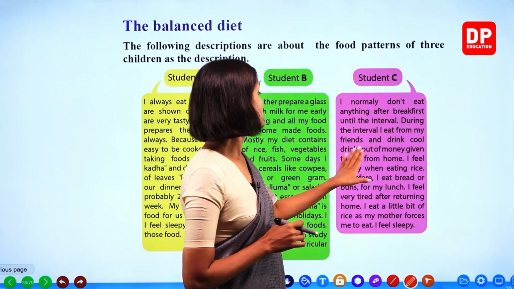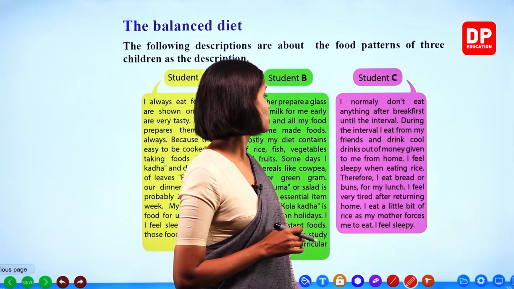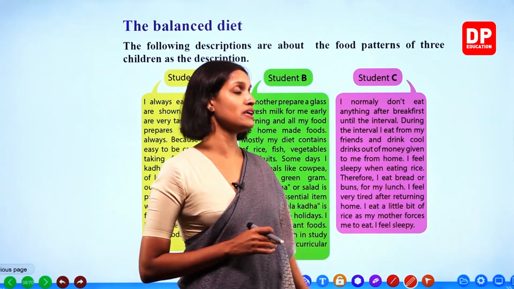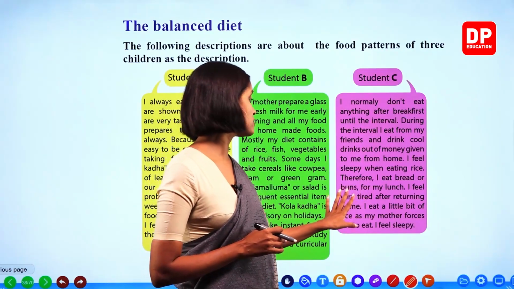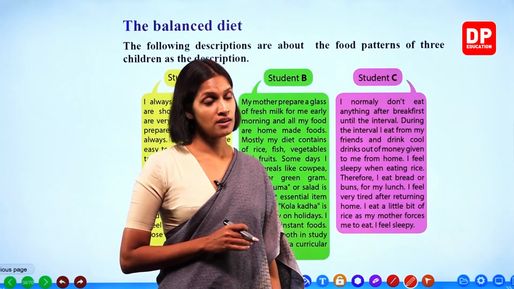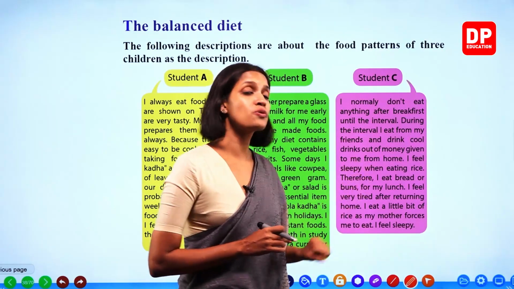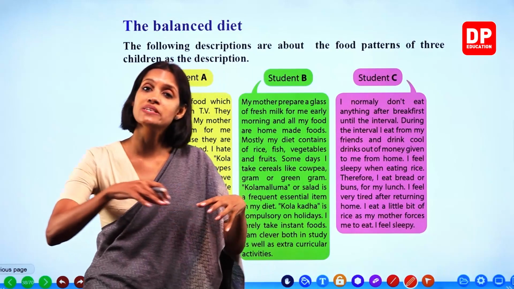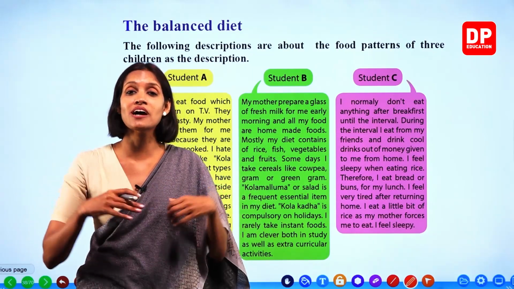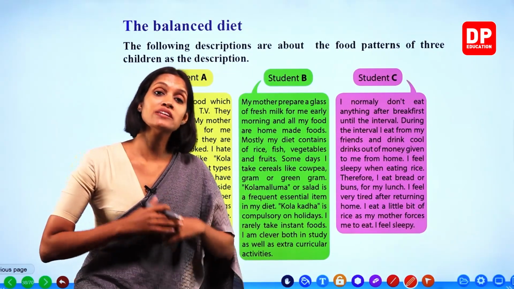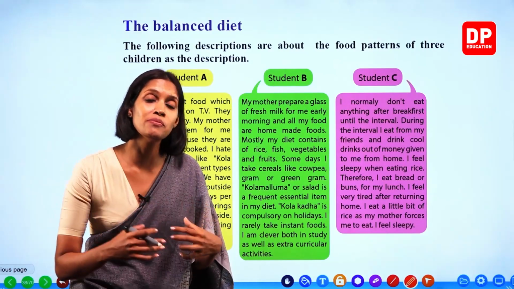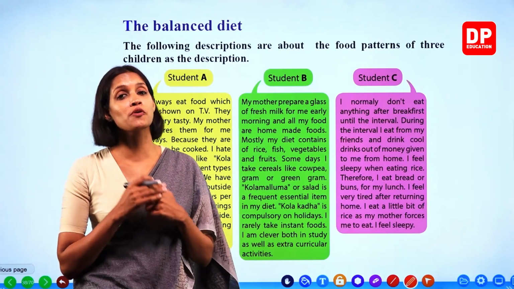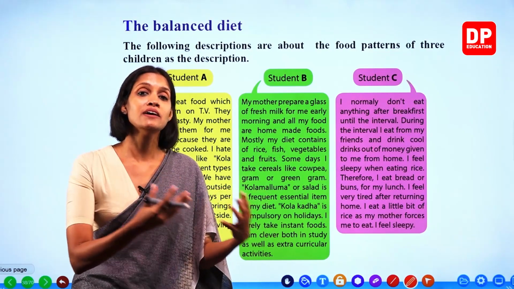Okay. Cool drinks out of my money given to me from home. I feel sleepy when eating rice. Therefore, I eat bread or buns for my lunch. Right? Bread and buns also contain carbohydrates, but when you eat rice, you always eat it with some other curries. So you get a balanced diet. Just eating a bun or bread is not enough if you are not going to eat your greens and protein parts.